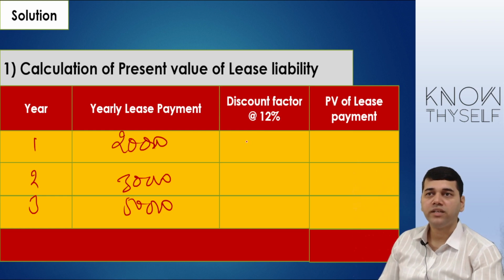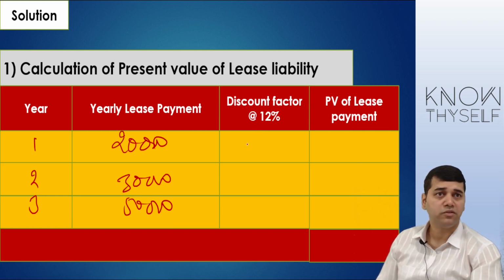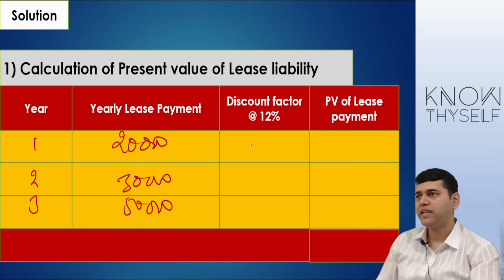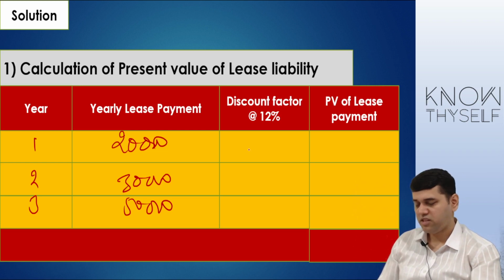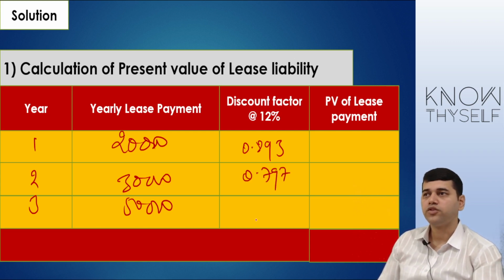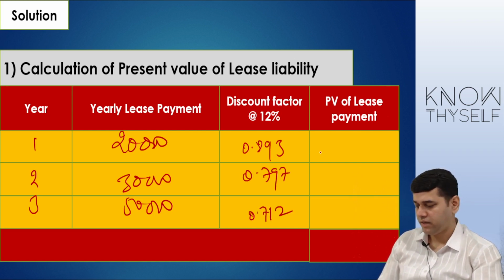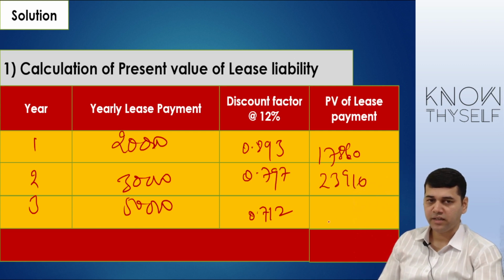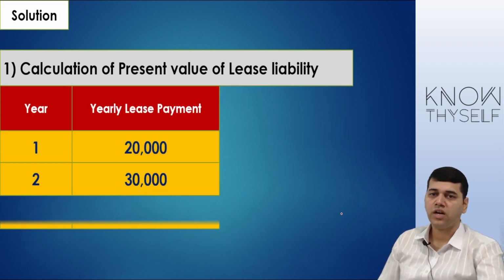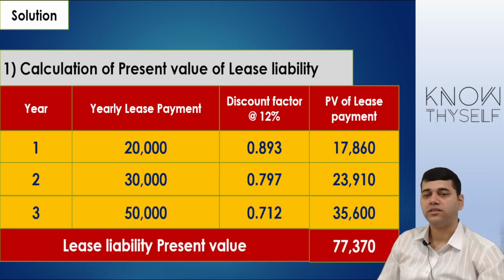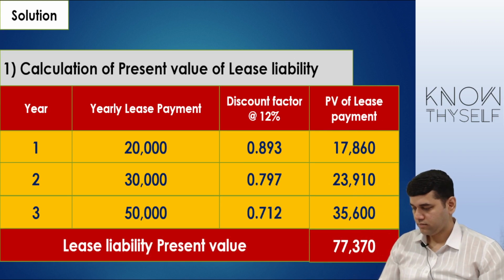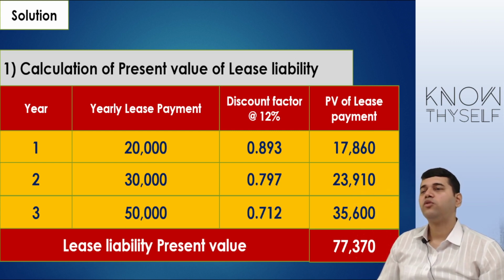Now, the discount factor will be at what rate? 12%. So I need not apply the market rate here, and all that concept is not there. And again, did they tell you to recognize the ROU asset at fair value and all? Nothing. So the fair value concept doesn't come here. They specifically told you to calculate the present value of the future lease payments. 0.712. So you multiply this: 17,860, 23,910 and 35,600. So you start with a lease liability of how much? 77,360.